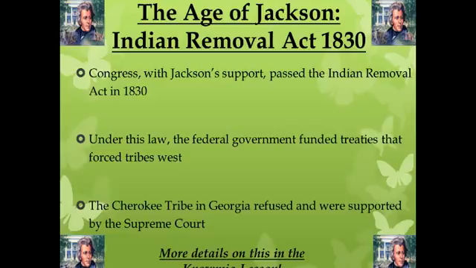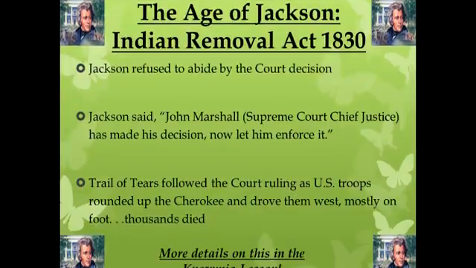The Cherokee tribe in Georgia sued to maintain their lands. The Supreme Court upheld it, but Jackson ignored it. So he refused to abide by it, and he was quoted as saying, "John Marshall has made his decision, now let him enforce it," because of course the Supreme Court can't do anything unless the executive branch enforces its ruling.